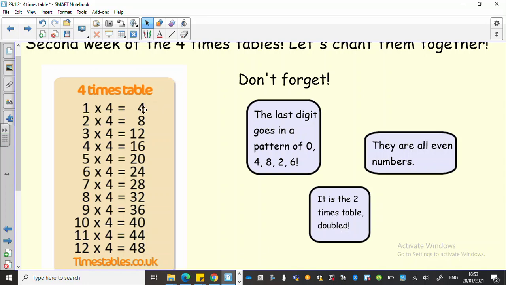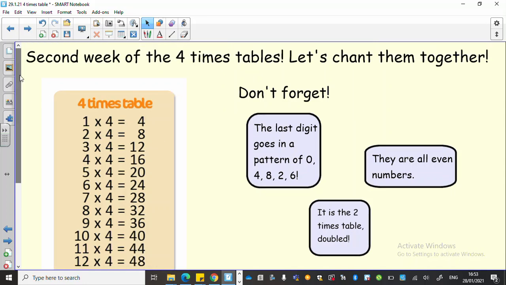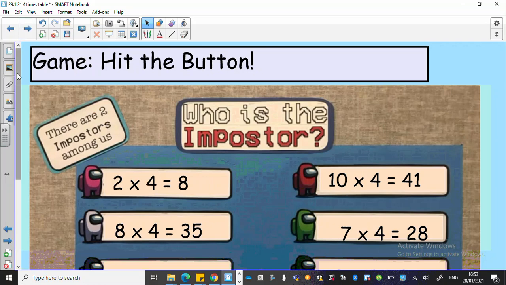So 1 times 4 is 4. 1 times 2 is 2. 2 add 2 is 4. 2 times 4 is 8. 2 times 2 is 4. 4 add 4 is 8, and so on. So it's like the two times table, but it's just doubled. So that's quite a nice little link, a way to make links, one of our learning powers, in order to have a bit more understanding of the four times table. So that's our chanting. Now we're going to go on to our quick game.